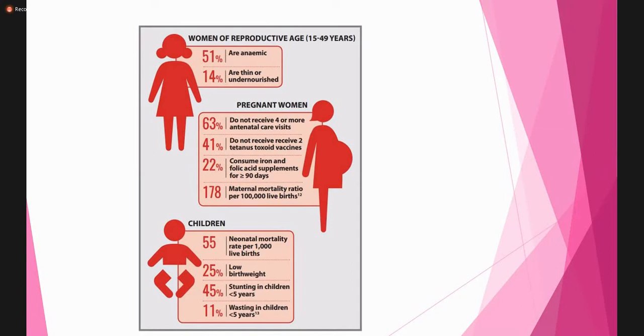41% do not receive 2 tetanus toxoid vaccines, and only 22% consume iron and folic acid supplements for more than 90 days. And the maternal mortality ratio is 178 per 100,000 live births. And in children, when the mother is not well, the children will also suffer. So the neonatal mortality rate is 55 per 1,000 live births, 25% of babies are low birth weight, and 45% of children under 5 years have stunting, and 11% have wasting.